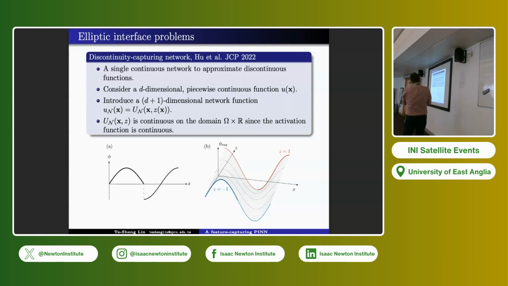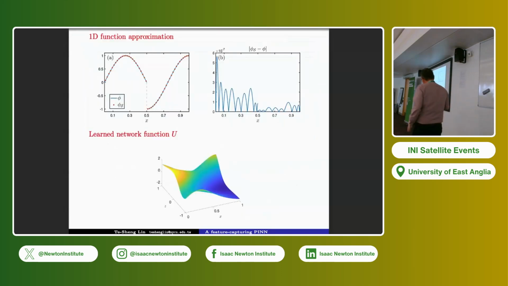So to learn this function using a neural network, instead of a 1D neural network, we learn a 2D network function where we use supervised learning. We have only the information along this line and information along this line. And what's in between is missing, okay? So we only know the function value here and here. But once we learn the function, we can project back to 1D. Okay, so we project back to 1D to get our original function. So this is the way we represent this discontinuous function using a neural network.